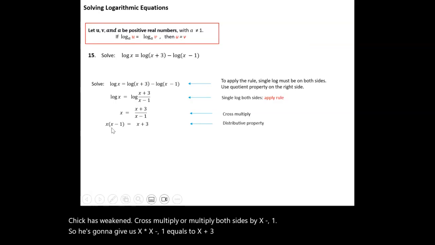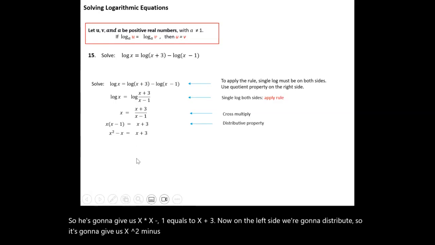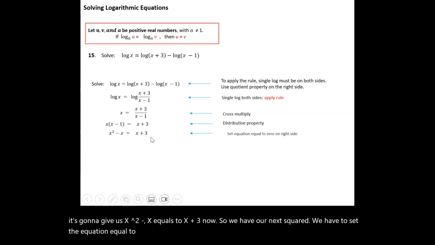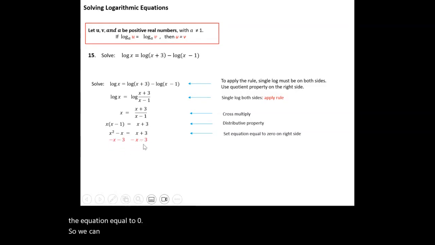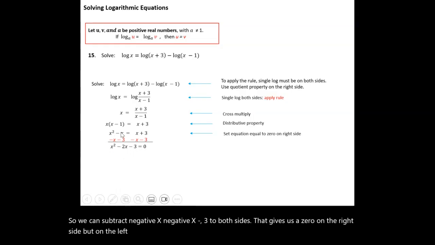Now on the left side, we're going to distribute. So it's going to give us x squared minus x equals x plus 3. Now, since we have an x squared, we have to set the equation equal to 0. So we're going to subtract x and subtract 3 from both sides. That gives us a 0 on the right side. But on the left side, we have x squared, negative x minus x will give us negative 2x, and we have the negative 3.